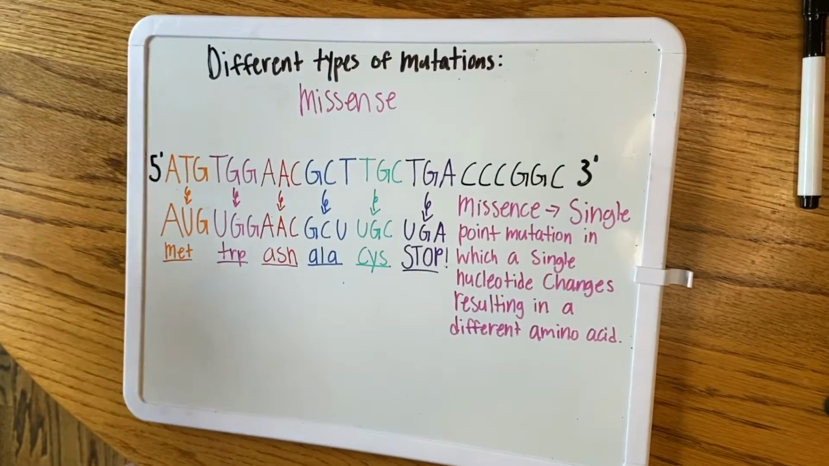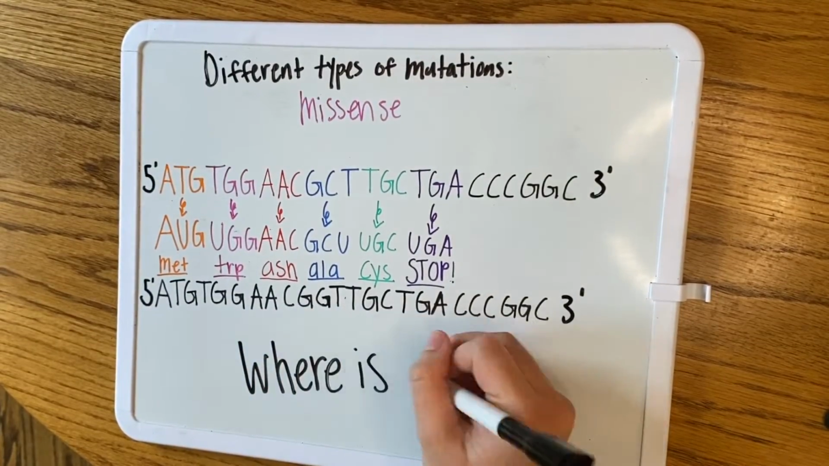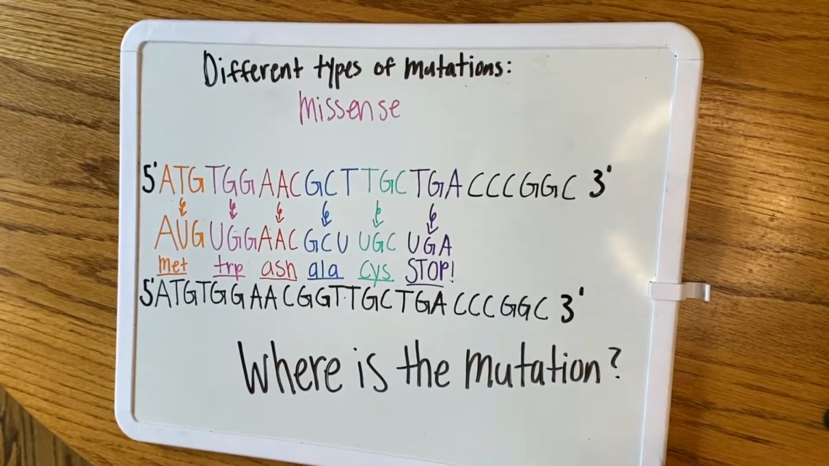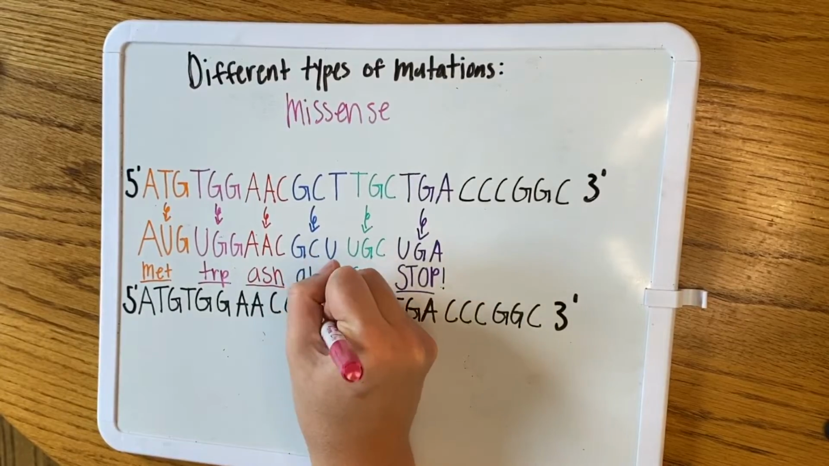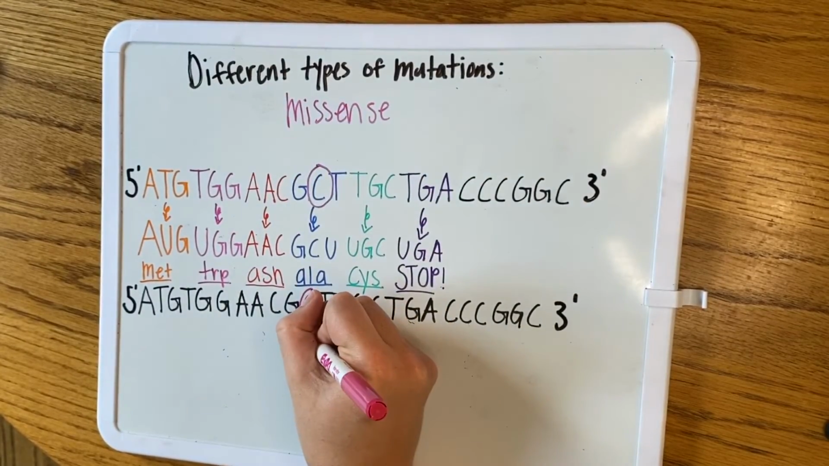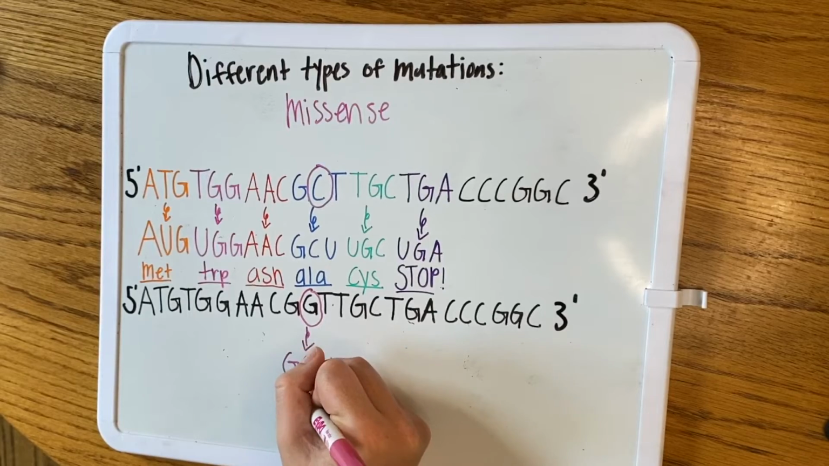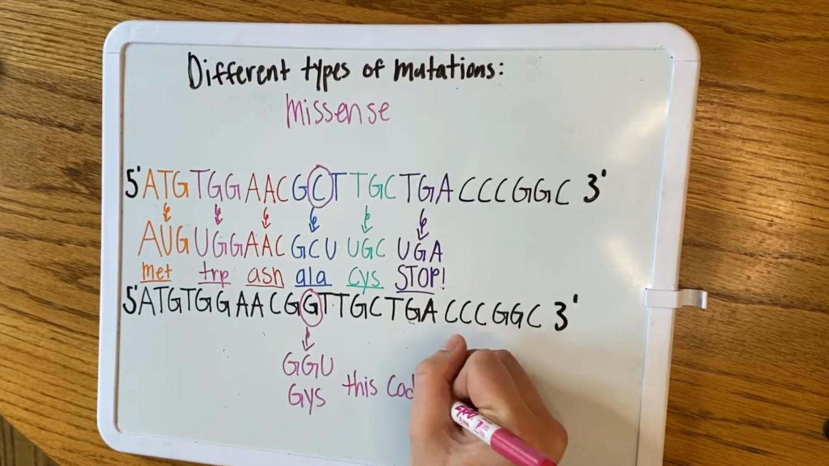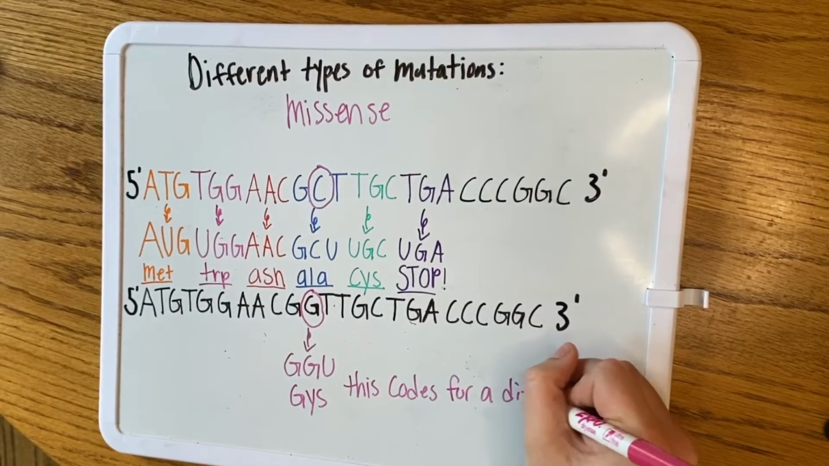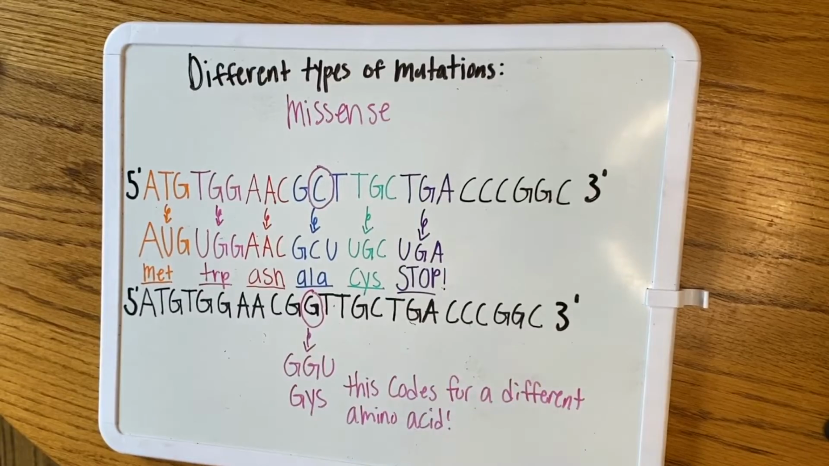Now let's illustrate this by looking at mutation strand 1. By looking at the mutation strand on the bottom and comparing it to the DNA sequence on the top, where is the mutation? This mutation is found in the fourth quadrant of this DNA sequence between the C and the G. Changing the C to a G changes the amino acid. Before it was alanine and now it is glycine. This is a different amino acid which resembles the missense mutation.